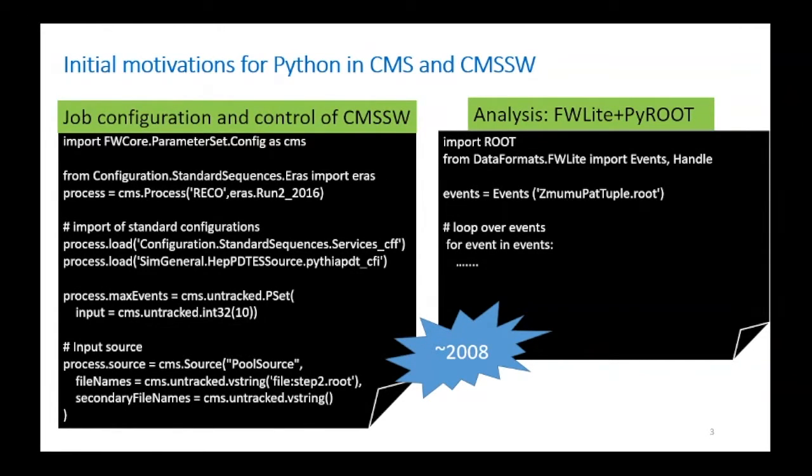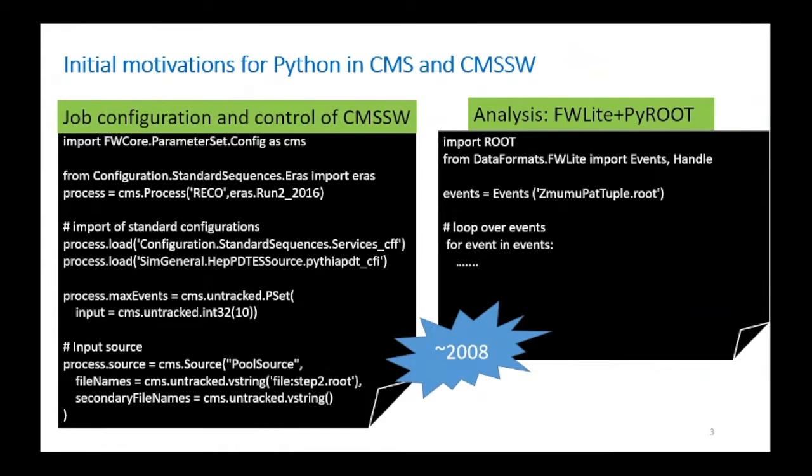What I meant by evolving our Python stack in CMS is that late last decade, we adopted Python in CMS basically for two reasons. One is to put together a job configuration language. A trivial example: I set up a process object, and I say I want to run 10 events, and I want to run from this file. There's a whole lot of boilerplate configuration in the middle that I left out.